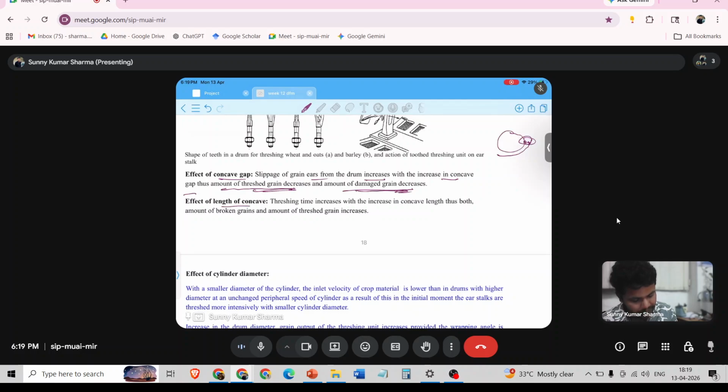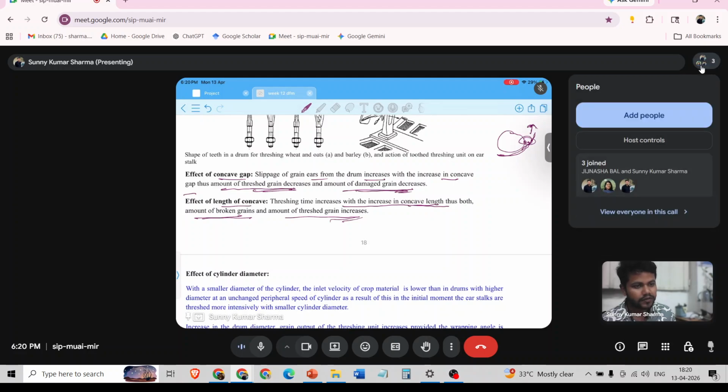Effect of length of concave. Threshing time increases with increasing concave length, thus both amount of broken grain and amount of threshed grain increase. So you can see here again what is happening. Concave length is increasing, threshing time is increasing. So threshing efficiency will increase and damaged grain will also increase. So this goes side by side always.